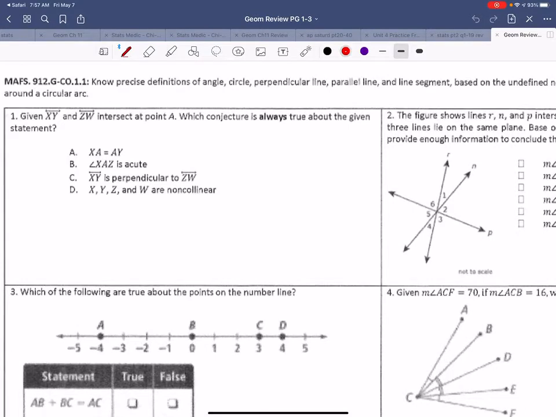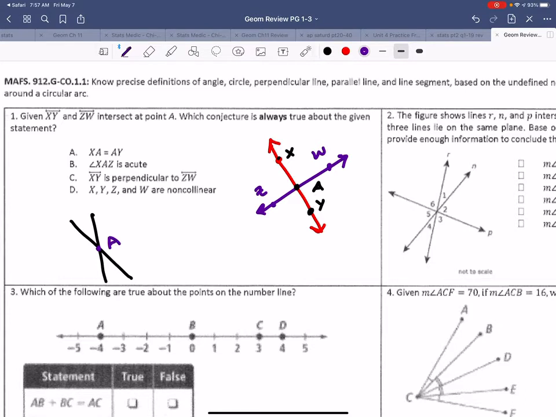Given X and Y is a line, right? So that would look like this, X and Y. And they intersect at point A. So another line comes through here and intersects Z and W, and they intersect at point A. Okay, so all we know is that they meet. We don't know if they meet like, and they're really close together and they meet at A, or they're like at a 90. There's not a lot that we know here, okay? We just know that they meet. What conjecture would always be true?